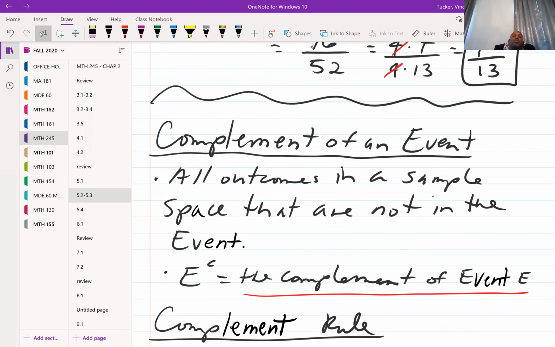All right. So the complement of an event is all the outcomes in the sample space that are not in the event. So it's everything else. If you want to know the probability of a certain event, you can calculate that. Then the complement is everything else that could have occurred. So E with a superscript C, like an exponent, is going to represent the complement of your event E. Whatever you call your event, if you call your event L, then L with a C up there is how your book will label the complement of event L.